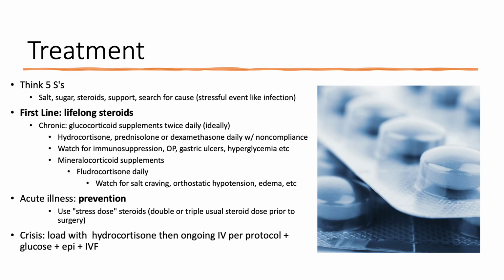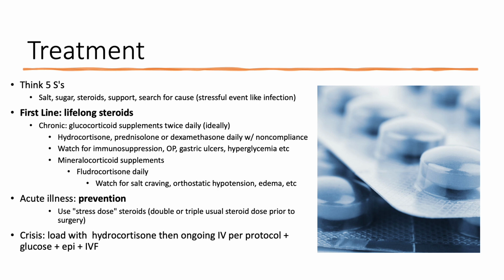Because we understand our pathophys and our treatments, our adrenals make hormones. Since they can't make hormones, we need to replace the hormones. It's that easy. So think of salt, sugar, steroids, and support and search for cause, right? The first line is going to be lifelong steroids, and the second line, which is also first line, is prevention, right? Prevention's preferable to cure. So if you have diagnosed somebody with Addison's, or they have adrenal insufficiency and they're going to require some sort of surgery, or anytime they get sick, UTI, you name it, sepsis, you're going to need to increase their steroid dose so that they can compensate for that additional stress.